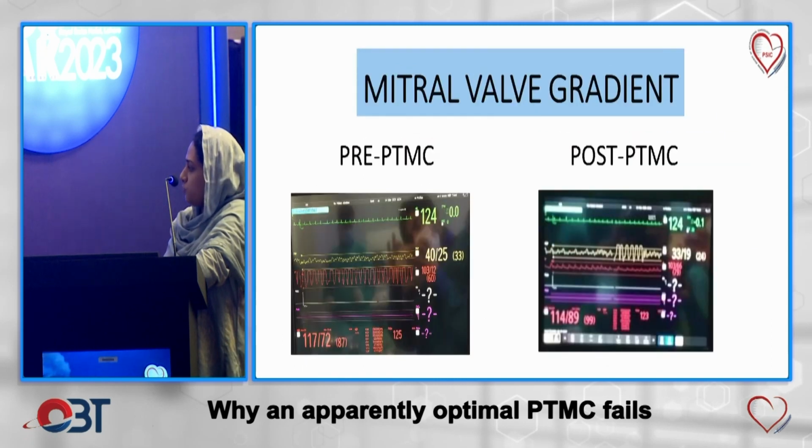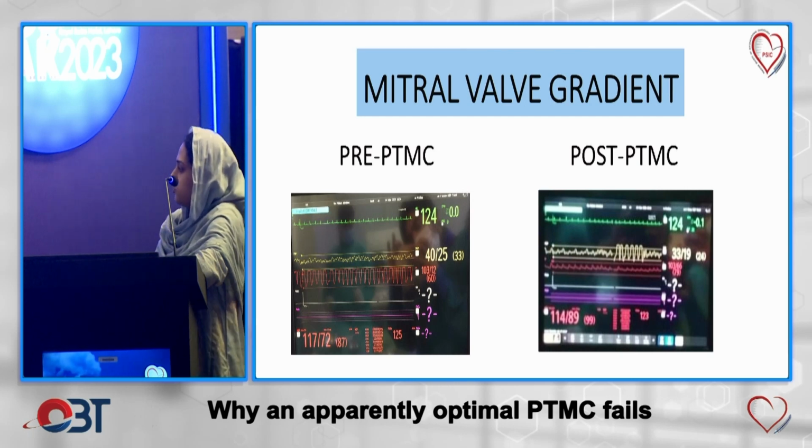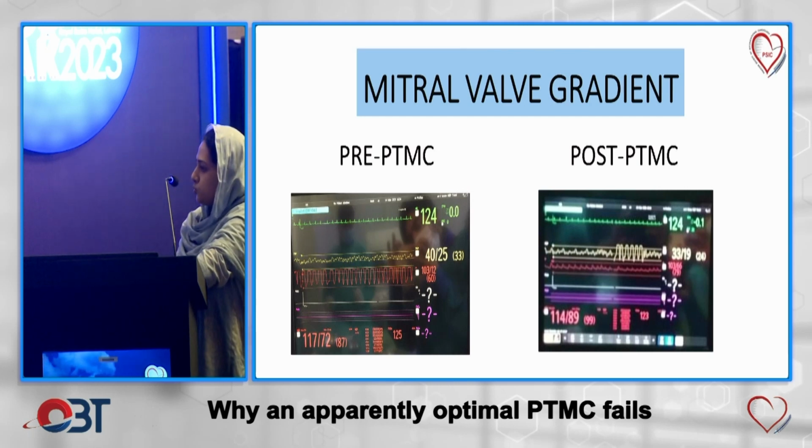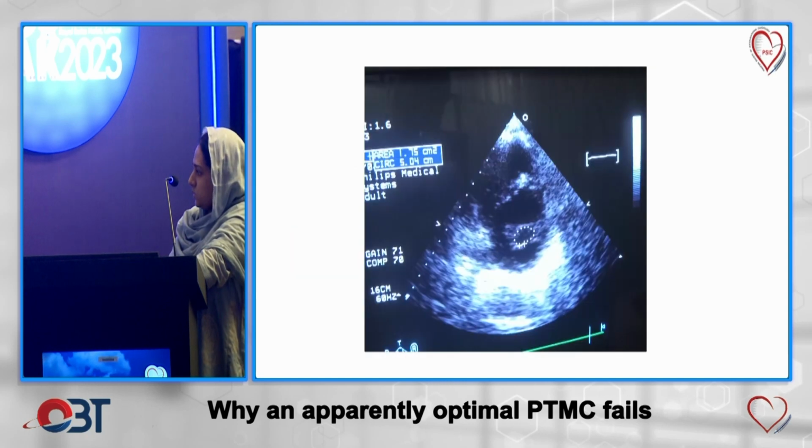Pre-PTMC, there was a gradient of 21 with a mean LA pressure of 33, and after the procedure, it dropped to 24. A valve area of 1.75 centimeter square was achieved.